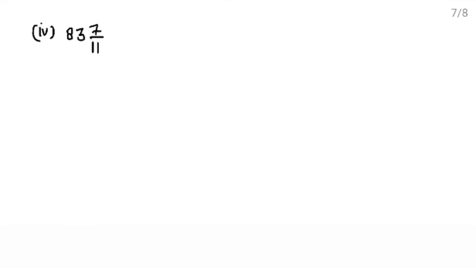Now the next part is 83 whole 7 upon 11. This is given in mixed fraction. Firstly you will change it into a decimal number. And how will you do this? You have two methods. You can change this into the improper fraction by multiplying 83 by 11 and then adding 7. Right? And then you will divide the numerator by the denominator.